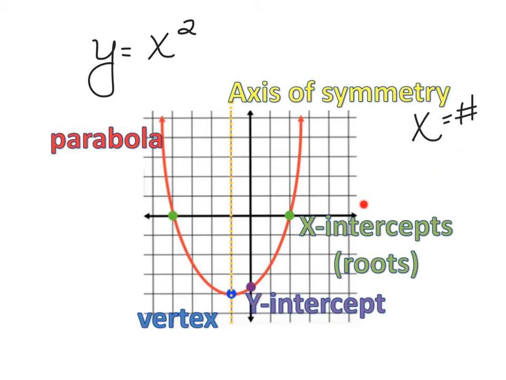One other thing I would remind you of is, remember, if there's no x-intercepts visible, that it doesn't cross the x-axis, it's because your roots are imaginary.